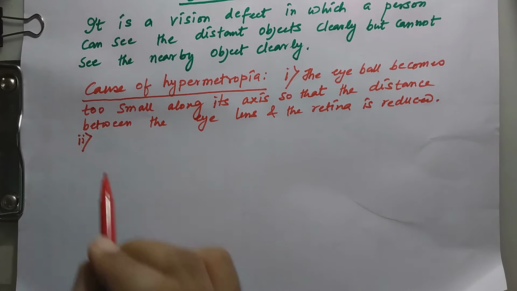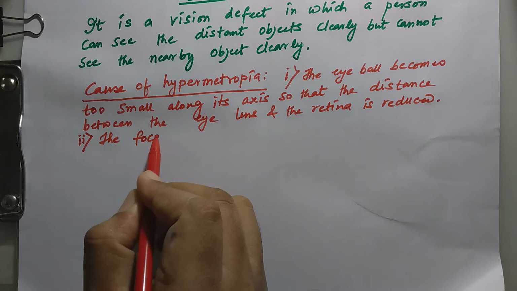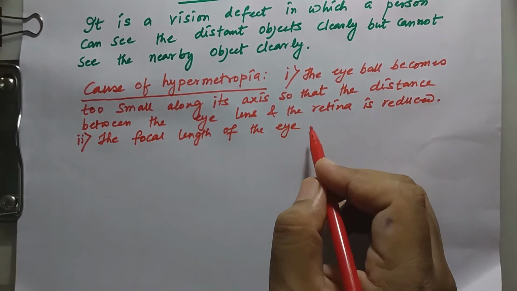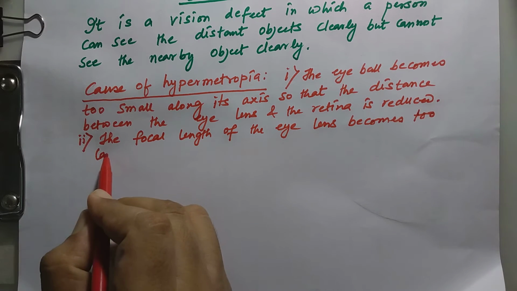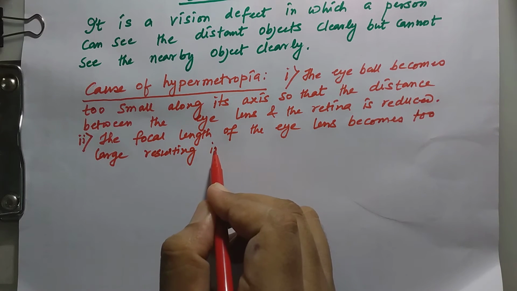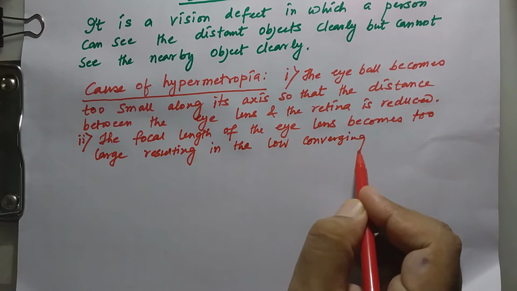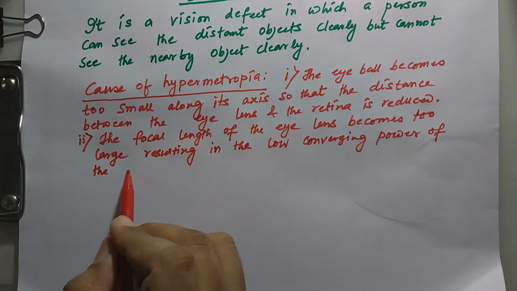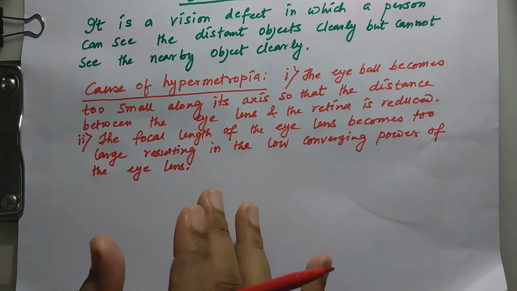Next one is the focal length of the eye lens becomes too large, resulting in the low converging power of the eye lens. So I'll explain the thing with the diagram so that you can understand clearly.